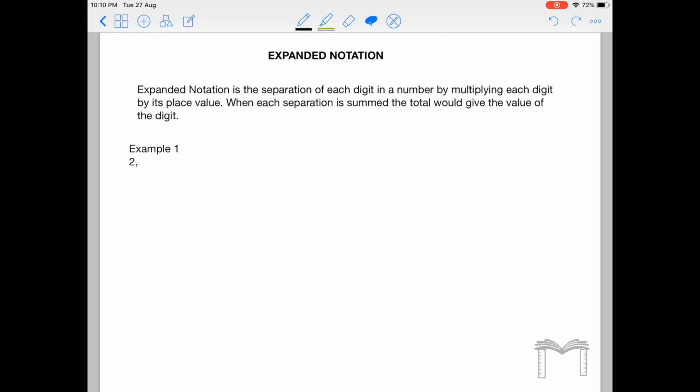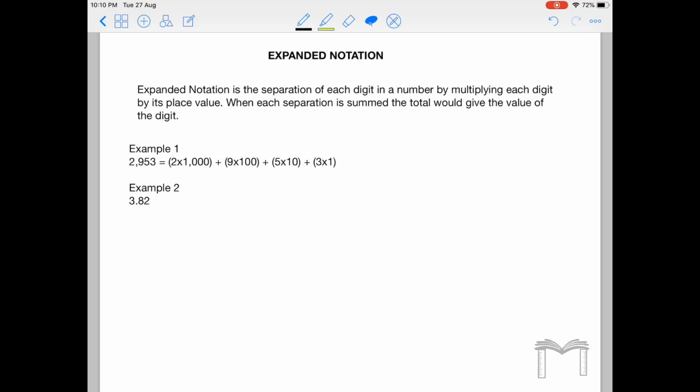Example 1, 2953. So the 2 is in the thousands column, so it is 2 times 1000, plus the 9 is in the hundreds column, so that's 9 times 100. The 5 is in the tens column, so that's 5 times 10, plus the 3 is in the ones column, so that's 3 times 1. So remember to add each bracket.